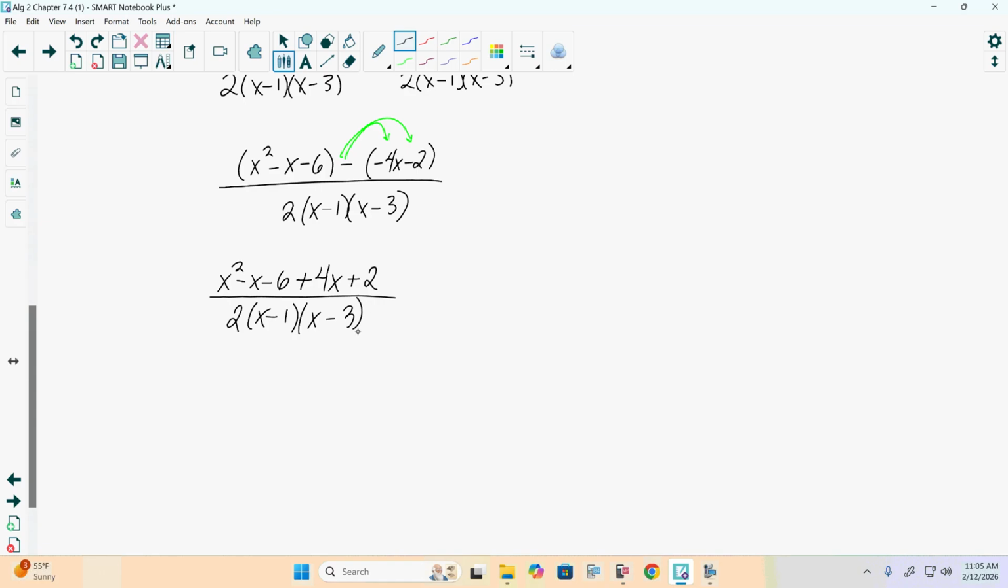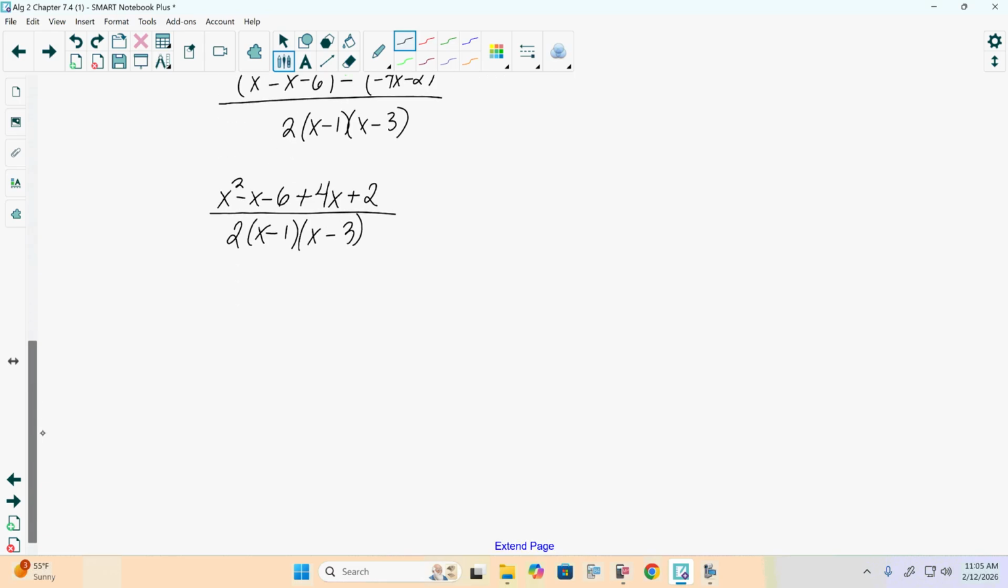A very common error is only applying that negative to the 4x, the negative 4x. Time and time again, I've seen it too many times. It happens all over the place. We'll rewrite this as x squared minus x minus 6 plus 4x minus 2. But it has to be applied to both.